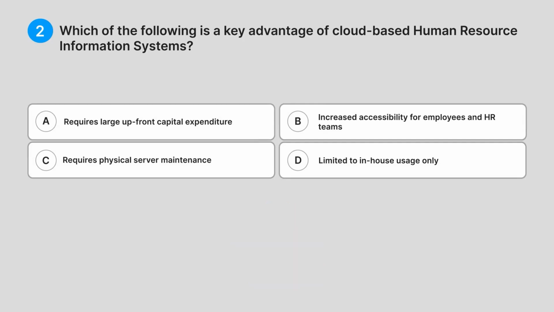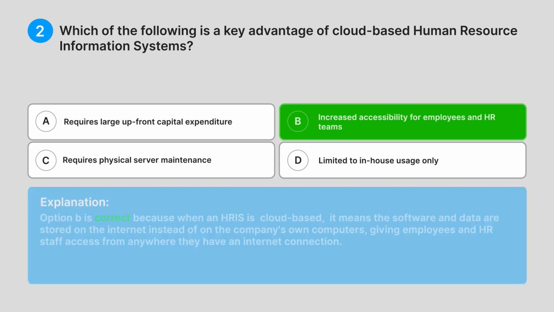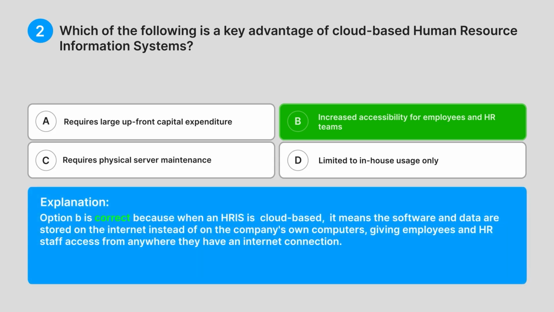Correct answer. B. Increased accessibility for employees and HR teams. Explanation. Option B is correct because when an HRIS is cloud-based, it means the software and data are stored on the internet instead of on the company's own computers, giving employees and HR staff access from anywhere they have an internet connection.